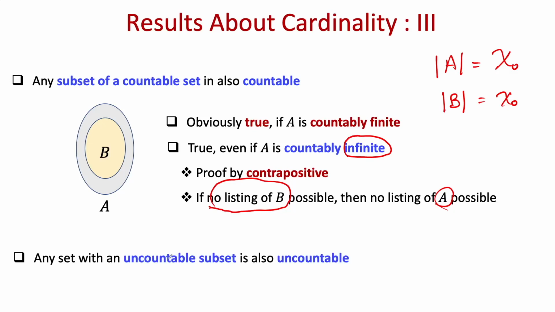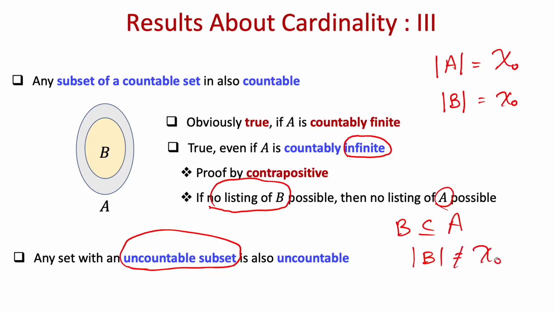So as a consequence of this statement, I can also state that if you have any set which has an uncountable subset, then that set is also uncountable. What I am saying is that if you have a scenario where B is a subset of A and you don't know how to list down the elements of the set B, that means the cardinality of B is not ℵ₀, then I can conclude that the cardinality of A is also not ℵ₀.